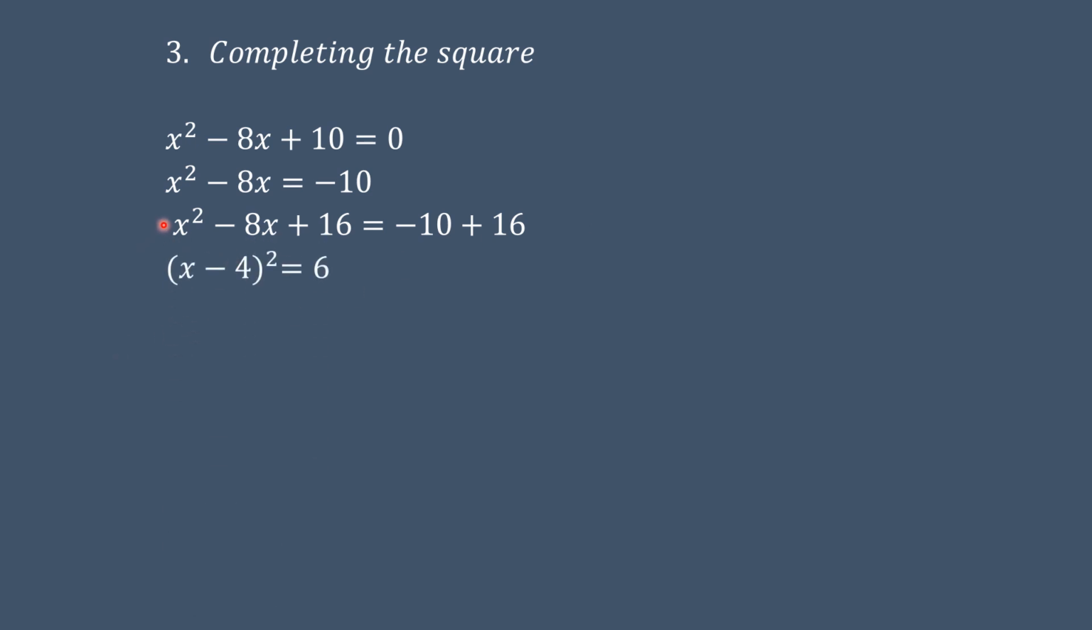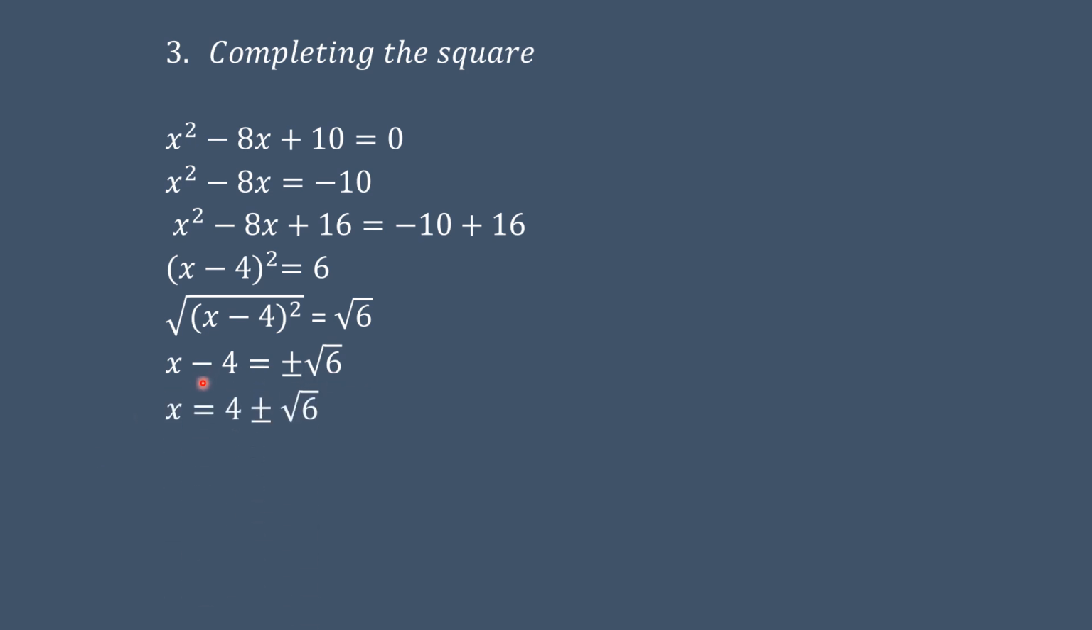Then we will take the square root of x squared, which is x, then copy the negative, and the square root of 16 is 4, and then square. Equals negative 10 plus 16, which is positive 6. Then using the square root property, the square root of x minus 4 squared is x minus 4, and the square root of 6 is plus and minus square root of 6.